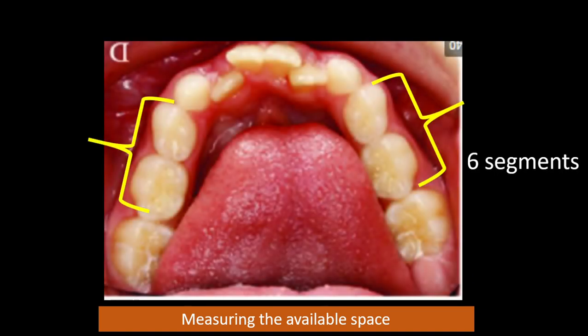Measuring the space available can be done by dividing the arch into segments. We can divide the arch into 6 segments, 3 on the left and 3 on the right. So we can measure the distance from the mesial point of the permanent molar to the distal surface of the primary canine, and we have the canine section and we have the incisor section.